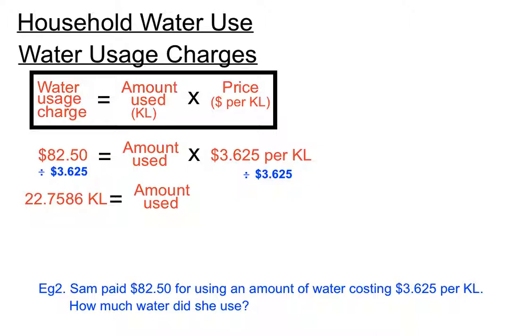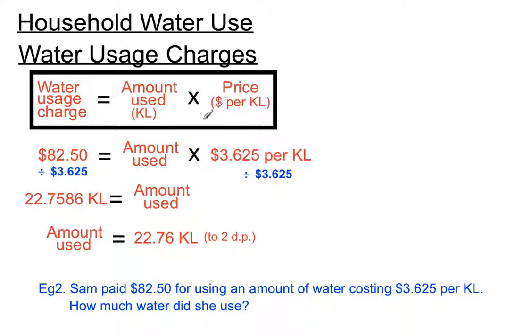It's on the right hand side there, so we'll just switch it around, and we might also round off to 2 decimal places or to however many we like. So we'll do a bit of rounding there to simplify things. So the amount of water she used to be charged $82.50 was 22.76 kilolitres.